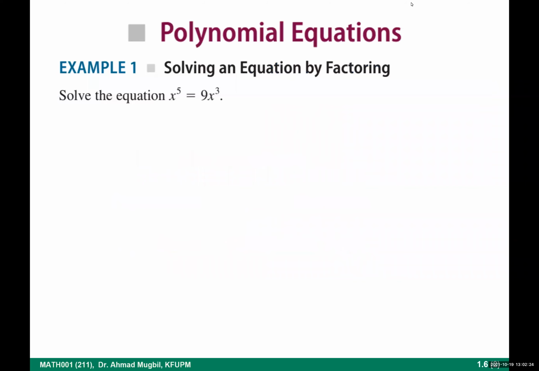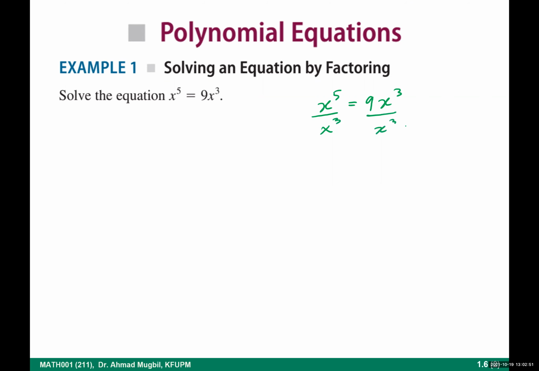Before that, let's start with this easy example. How to solve this equation? x to the power 5 equals 9x to the power 3. You are suggesting to move what to the right hand side? What about dividing? I hear someone say dividing both sides by x to the power 3.